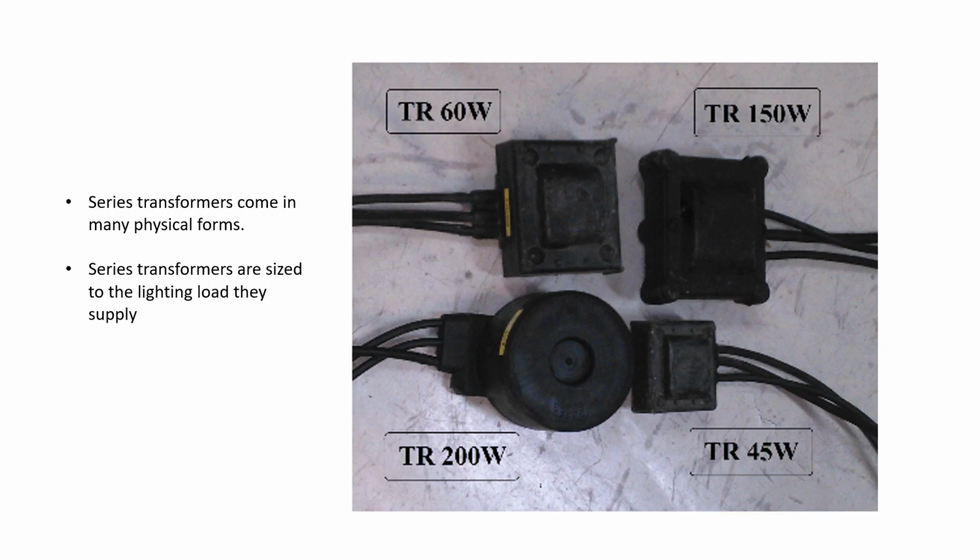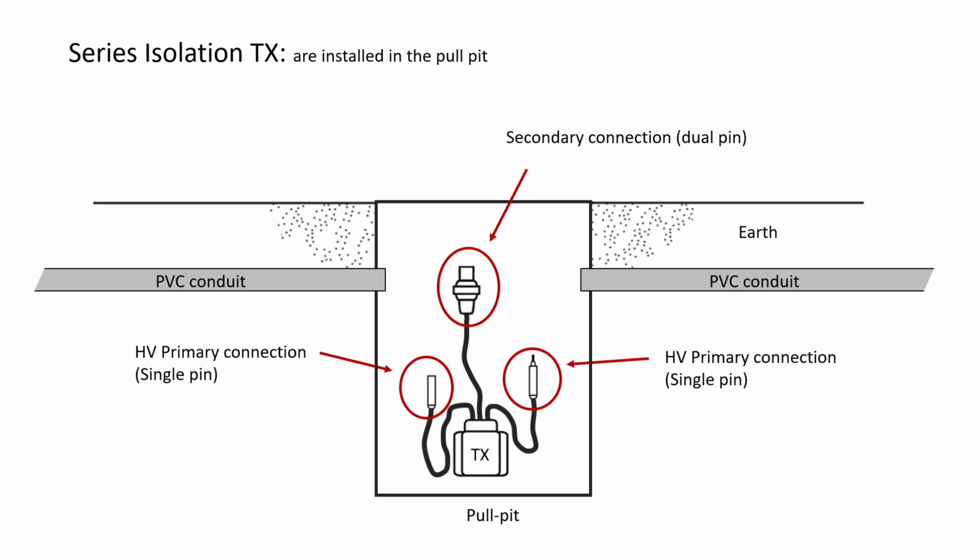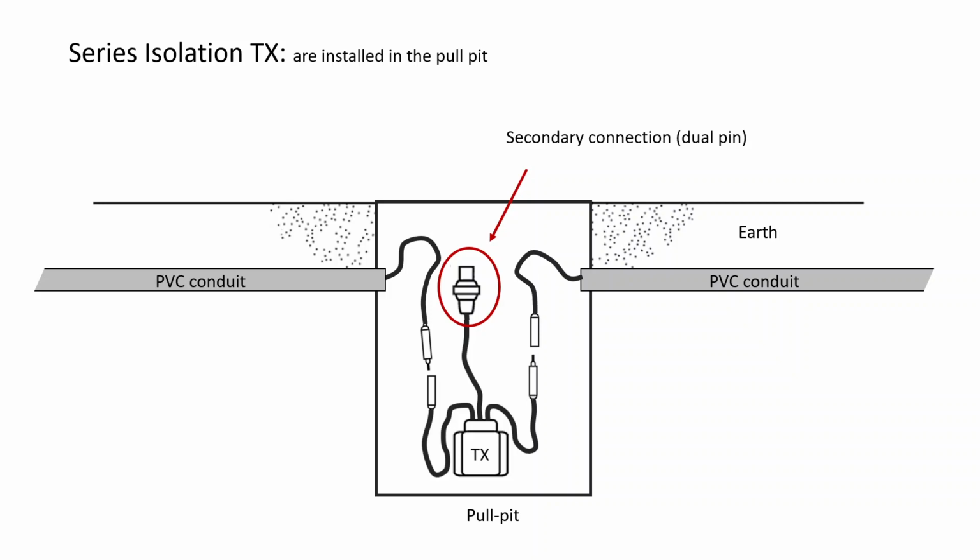Now, series transformers come in many different physical forms and, of course, as we said before, size to the lighting load they supply. And you can see a number of different wattage ratings shown here. Now, the series isolation transformer is installed in the pole pit. It has two high voltage connections and one secondary dual pin connection which goes to the lamp. There's our high voltage connectors that will then power the primary of this transformer.